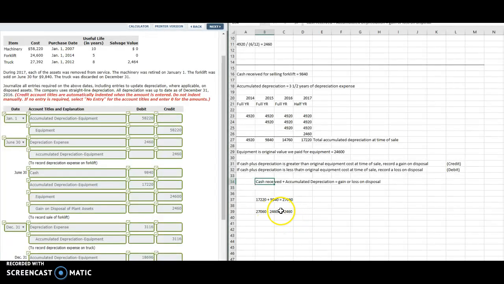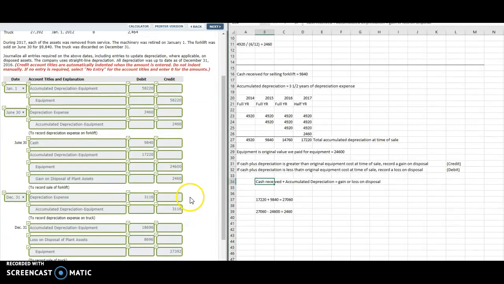So how we would figure that out is we would take our accumulated depreciation, again 3.5 years of depreciation, plus what we received for the asset is $27,060, and then we would subtract the original cost of the asset, which would give us a balance of $2,460. So we record that as a credit, as a gain on disposal of plant assets.